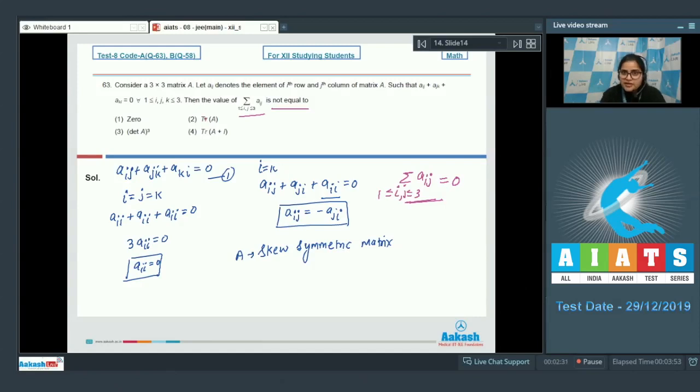Now trace A. Trace A is the summation of all diagonal elements, that is Aii, which is also equal to 0. So trace A is also 0. The question is asking not equal to.